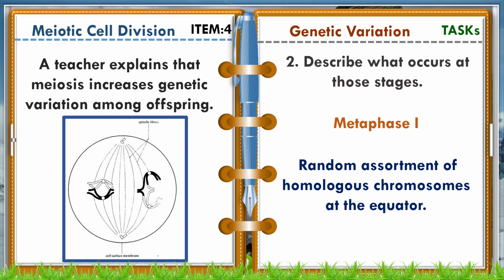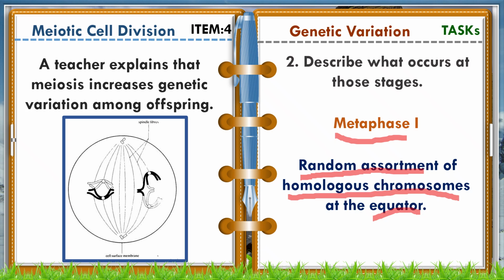Then in metaphase 1, what happens is that there is a random assortment of homologous chromosomes at the equator.